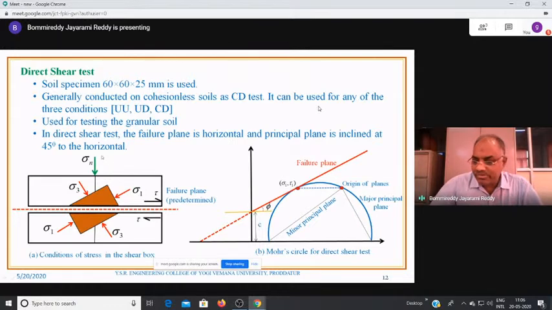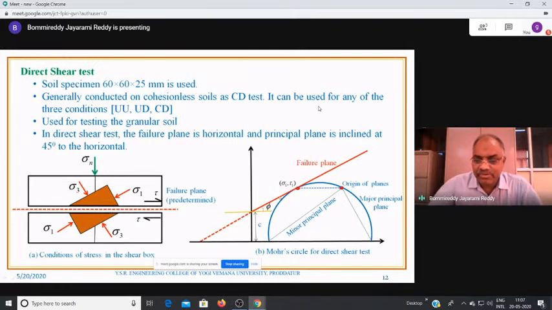In this particular case, what we do in the laboratory is apply one normal stress and find out the failure shear stress. Then a second normal stress, with the corresponding failure shear stress. Then a third normal stress, with the corresponding failure shear stress. When you know three points or more, a curve is plotted, with shear stress on the y-axis and normal stress on the x-axis.